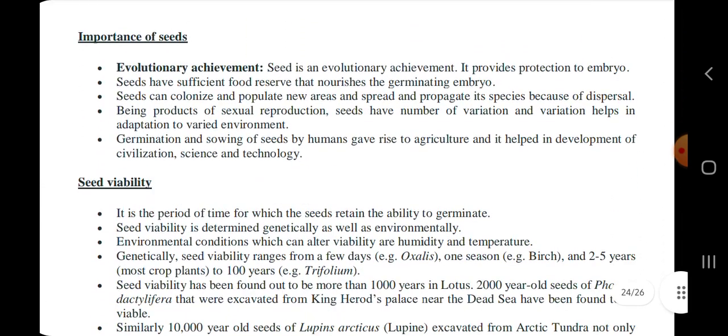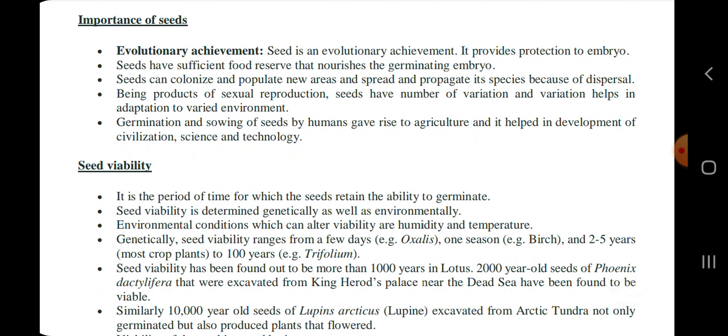Then what is the importance of seed? Evolutionary achievement. It provides protection to embryo. Seeds have sufficient food reserve. Seed can colonize and populate new areas and spread and propagate. Germination and sowing of seed by humans gave rise to agriculture.